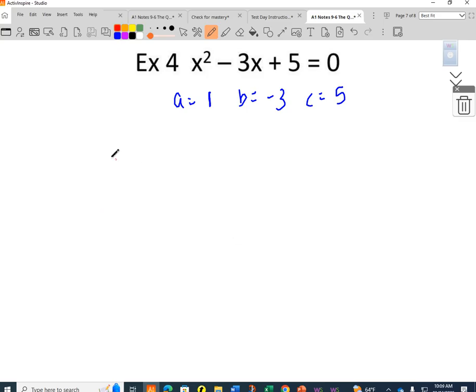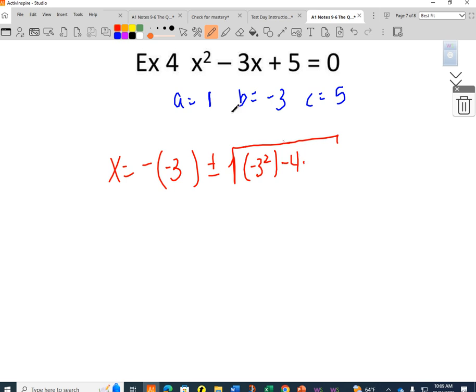So we're going to plug in x equals the opposite of b, plus and minus the square root of b squared, negative 3 squared, always minus 4 times a, our a is 1, times c, our c is 5. All divided by 2 times a, which is 1. Y'all with me?